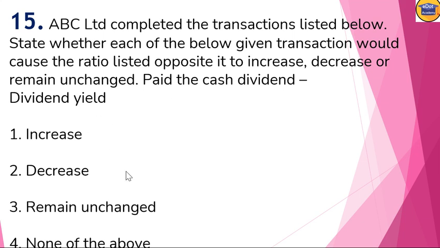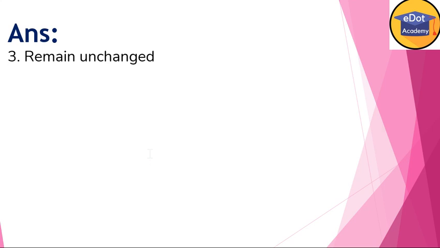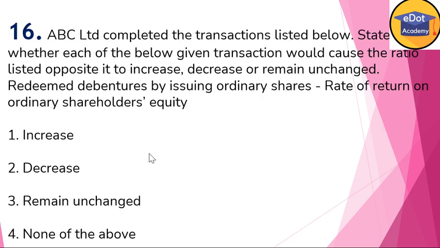Because the dividend is paid in cash, it will not affect the dividend yield, because the dividend yield formula will remain the same whether you pay cash or on credit. So it will remain unchanged. So what is the answer? It will remain unchanged.